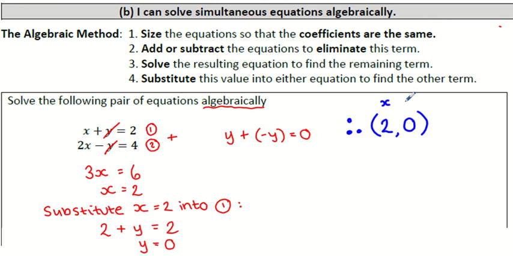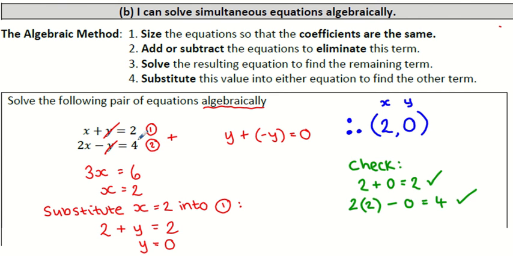Remember, if it's an x and a y in the question, leave this as a coordinate because sometimes the question will ask for a coordinate answer. Now you can also check to see if these two values work at the end. You'll always know if you've got it correct at the end by subbing in the 2 for your x and the 0 for your y. So for equation 1, 2 plus 0 equals 2. Yep, that worked. And for equation 2, 2 times 2 is 4. Take away 0 is still 4. So yes, that worked because it met these conditions.